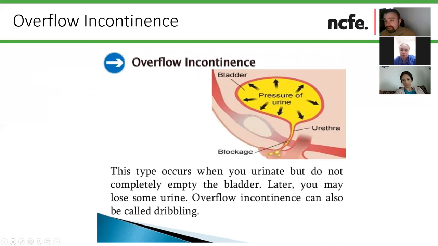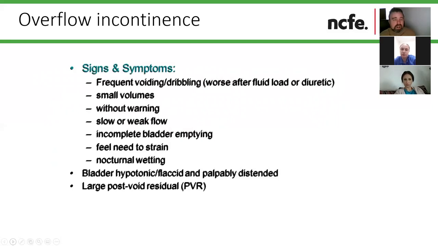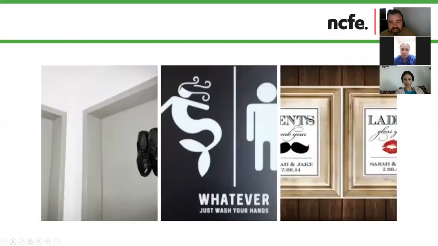So we can avoid overflow by not overfilling our bladders and not drinking excessively all in one time. So drinking throughout the day, and having constant toilet breaks. Overflow incontinence looks at dribbling small amounts, slow or weak flows, incomplete bladder emptying, the need to strain, so you're feeling that you need to go but you're not going, and obviously you've got other conditions there as well.